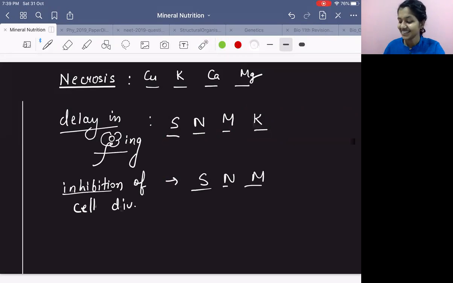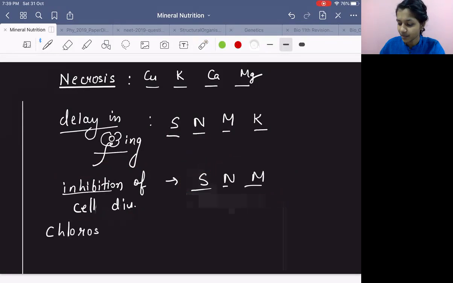Whenever a person becomes Sanam, the life gets destroyed, right? Chaos breaks out in life. So everything will get inhibited. The cell division will also get inhibited if anyone becomes Sanam. Right? Chalo.